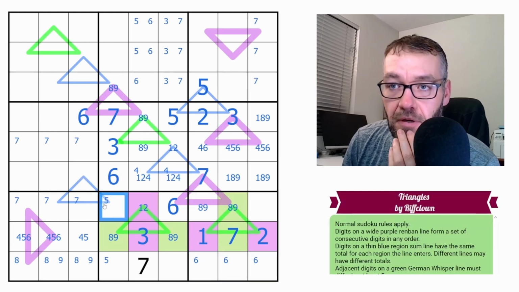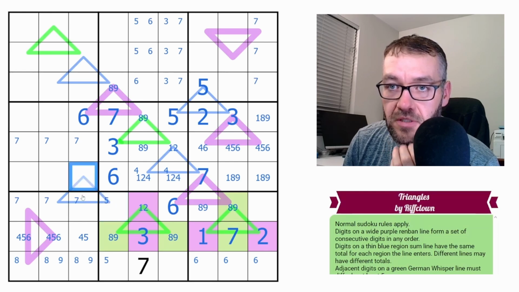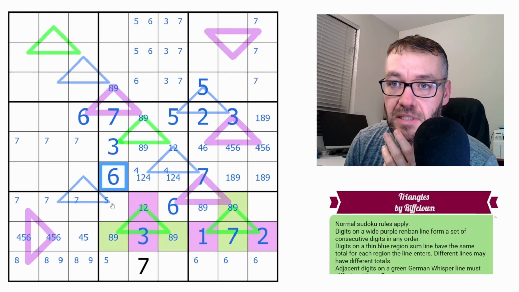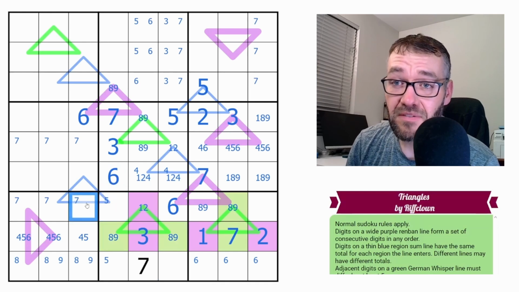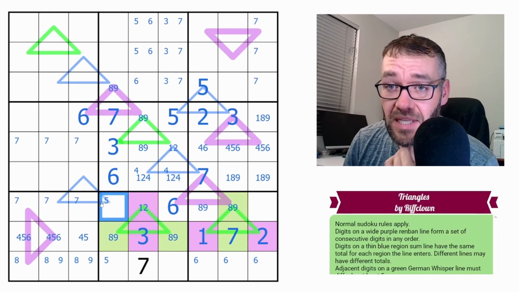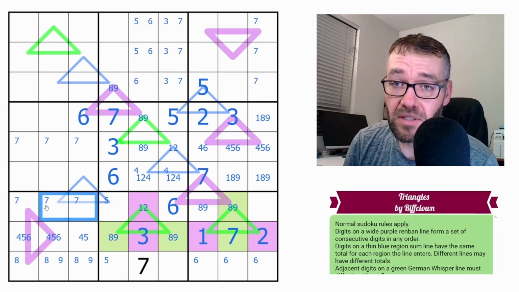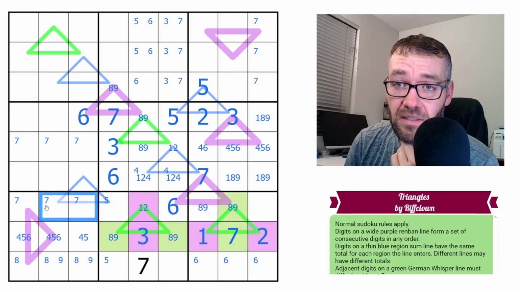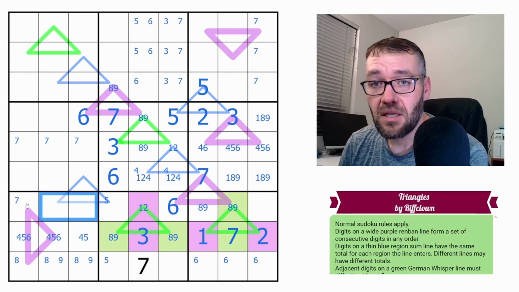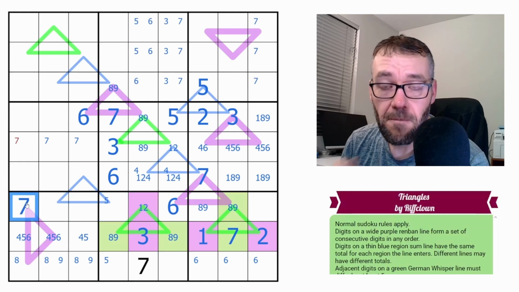This can't be an 8 or a 9. In fact, it can't be a 7 or 6 for this region sum line. I just realized this 8, 9 pair removes the 8, 9. It can't be a 7 because of this 7. It can't be a 6. So the highest this can be is 5. So if this is the highest it can be, 7 can't go along this sum line. Okay, so that means 7 has to go here.